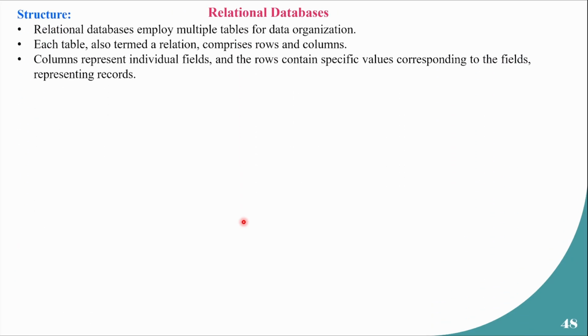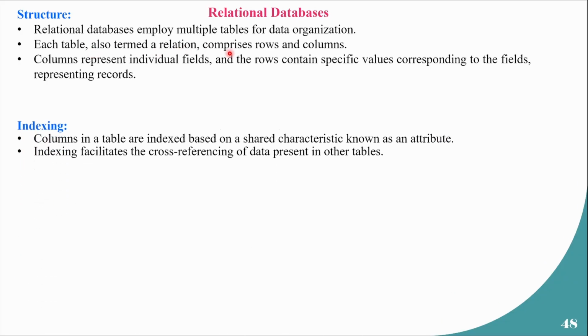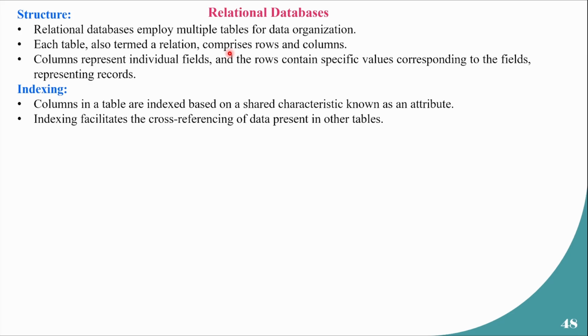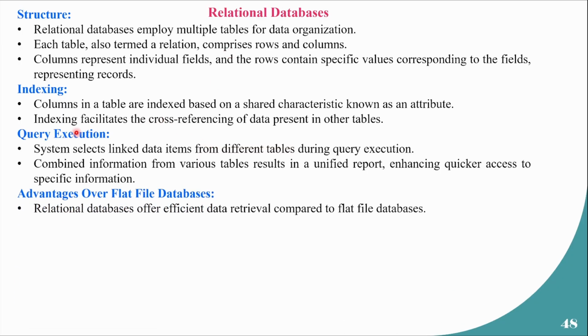So a relational database is structuring the data into multiple tables with at least one common attribute for efficient data organization, right? Here each table is also termed a relation. They are composed of rows and columns. Columns are basically the individual fields where you will have multiple data records, and then the rows are the corresponding values that are recorded for that field. You have good indexing, then you have query execution as well. For example, the system selects linked data from different tables during the execution of the query. You have certain advantages over a flat file database.